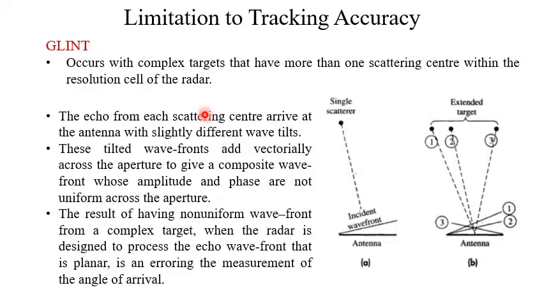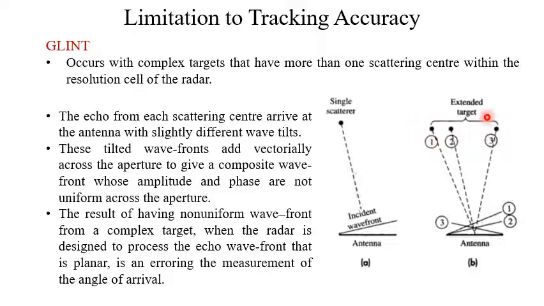Now consider the glint. If you consider a very complex target and the target is close enough, in that case, a complex target consists of a number of simple scatterers, n number of simple scatterers. At larger distance, all the scatterers will look like a single scatterer, but when the target is close enough, the radar can determine different scatterers at different positions.